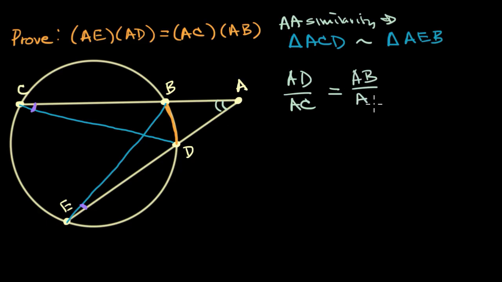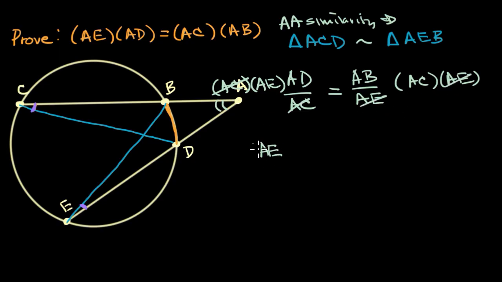AB to AE. And now we can multiply both sides by both denominators, by both AC and AE, both those lengths. So AC and AE, this cancels with that cancels with that, and we are left with length of segment AE times length of segment AD is equal to length of segment AB times length of segment AC, which is exactly what we set out to prove.